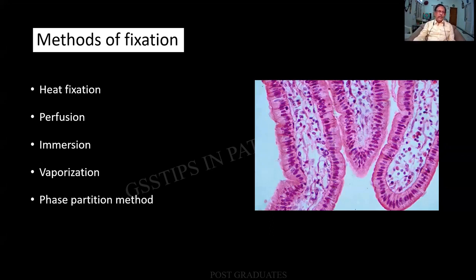Amazing. Coming to the methods of fixation, there is something called heat fixation. We do it in an acid-fast stain itself. Perfusion in solid organs, particularly after autopsy. Immersion technique, I had shown you the brain with the jar. Vaporization and phase partition method, by which, through a process of osmosis or osmolality, it permeates into the tissue.